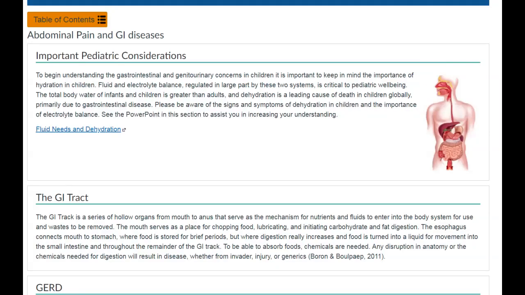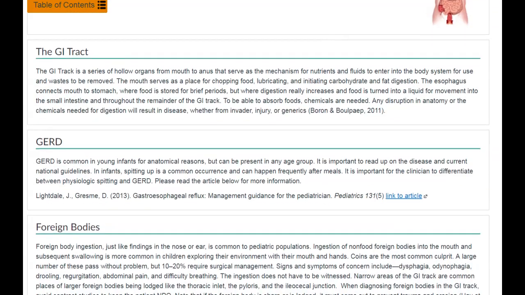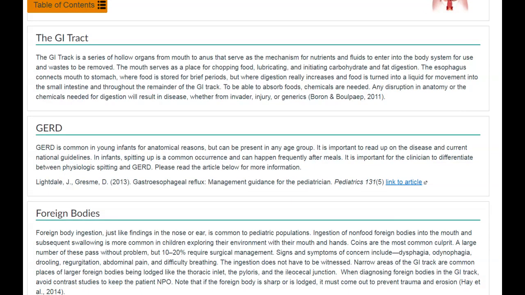The GI tract. The GI tract is a series of hollow organs from mouth to anus that serve as the mechanism for nutrients and fluids to enter into the body system for use and wastes to be removed. The mouth serves as a place for chopping food, lubricating, and initiating carbohydrate and fat digestion. The esophagus connects mouth to stomach, where food is stored for brief periods, but where digestion really increases and food is turned into a liquid for movement into the small intestine and throughout the remainder of the GI tract.